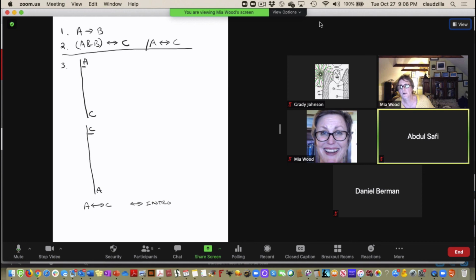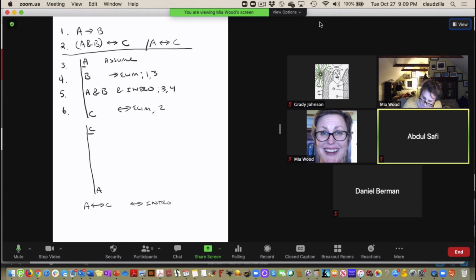Now let's look at what we're given. We're given A conditional B. We're given A and B if and only if C. So we want to dismantle both. So how are we going to dismantle line 1? Well, take a look at line 3. Line 3 is an assumptive step, and we eliminate the conditional from line 1 by affirming the antecedent at line 3. Now we're in a great position. Take a look at line 2 to conjoin lines 3 and 4, so that we can eliminate the biconditional at line 2 by affirming the left side of it at line 5.